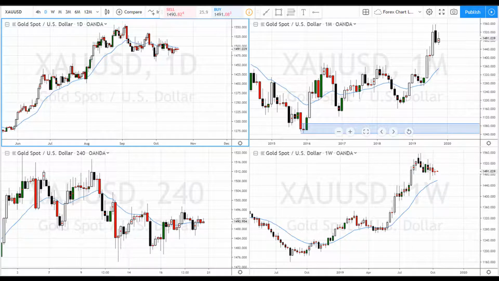Today we're going to take a look at some charts and see where we can identify supply and demand order flow and trade it for income. Alright guys, today let's take a look at gold, XAUUSD, and see what we can find as far as supply and demand trades, or analysis.